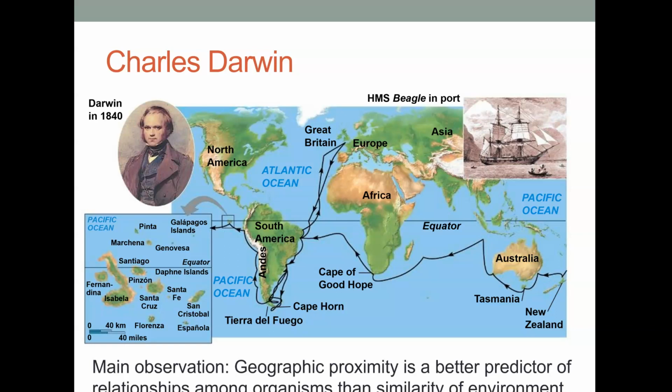Okay. So if we go back to Darwin, he's traveling all over the world, and he starts to form this idea that the living things in an area, so their proximity to other living things, is a better predictor of relationships than the similarity of environment. In other words, I'm going to read this right out of the book because it's kind of tricky. The plants and animals living in temperate regions of South America more closely resemble the species living in tropical regions of that same continent rather than the temperate regions of Europe, for example.